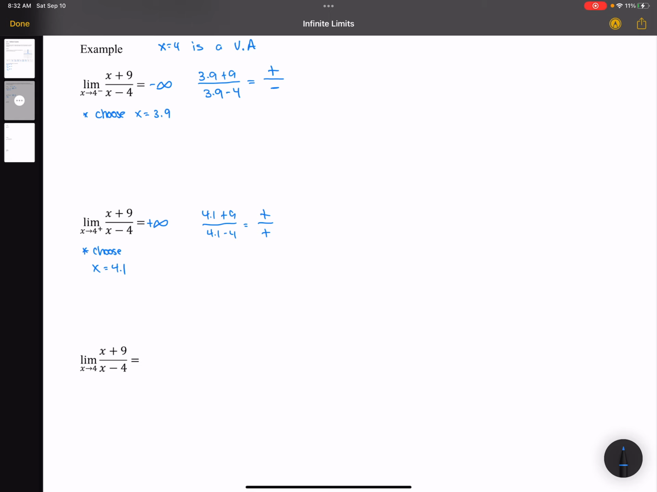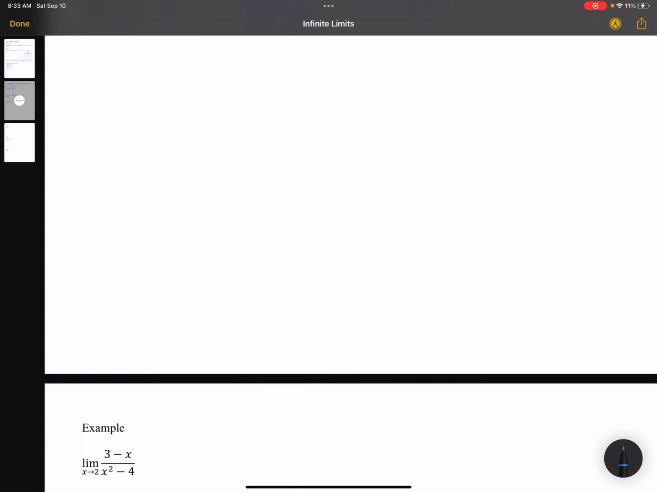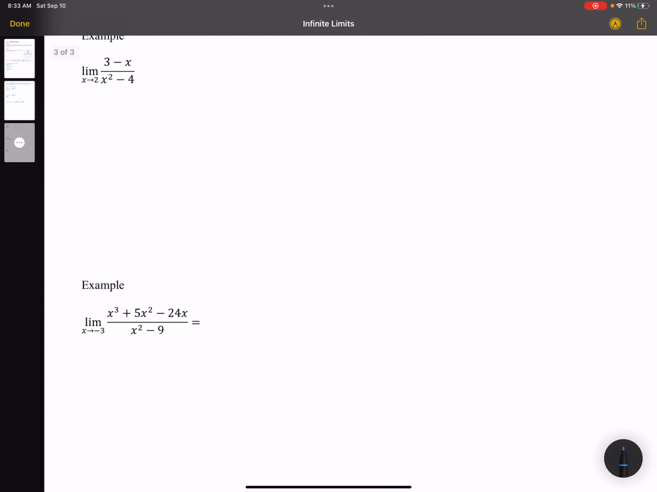So the limit as x approaches 4 in general, we would say does not exist. And the reason is because the limit as we approach 4 from the left for x plus 9 divided by x minus 4 is not equal to the limit as we approach 4 from the right for x plus 9 divided by x minus 4. And that's all we do. So for our next example, it might be our last one.